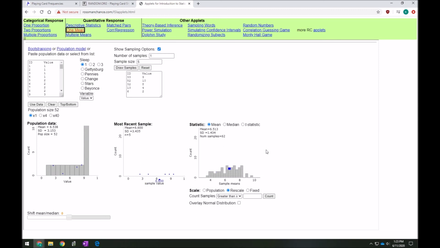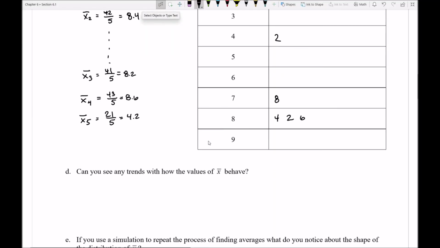If I want to speed up this process, I can also go here and click on the number of samples. Maybe I want to do 1,000 times this experiment, right? I want to do it 1,000 times in a row. Well, if I do that, I can start to see things that happen a lot. And we can go back and begin to answer some of the interesting questions that we have in these later parts. You'll notice down here, can we see any trends with how the values of x bar behave? Well, yeah, we definitely can.